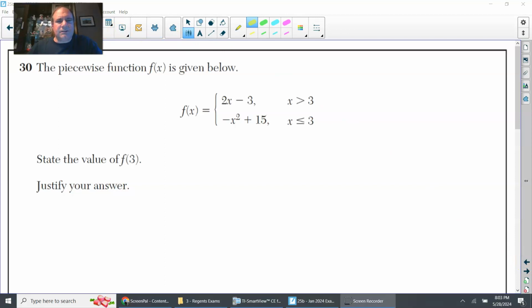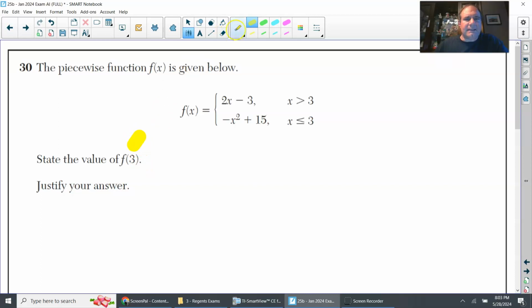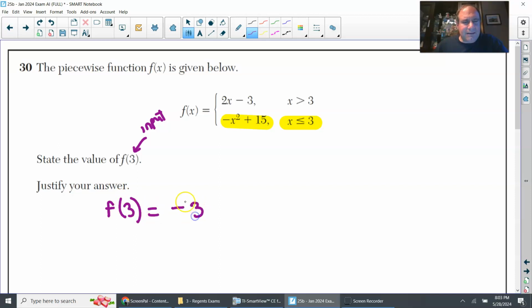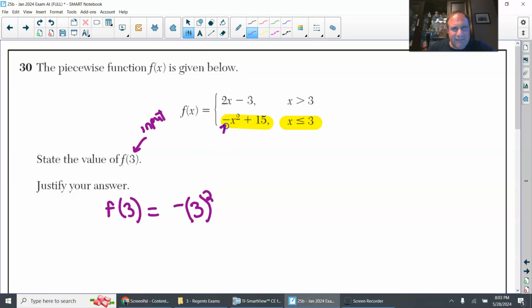All right, piecewise function. State your value of f of x or f of 3. Right here is your input. So since 3 is not greater than 3, and it's this one right here, you have to use this. Justify your answer. So f of 3 equals negative 3 squared. Negative is on the outside. You see that negative right there? You put the 3 squared in, and then plus 15. So this becomes negative 9 plus 15. And then f of 3 equals 6.